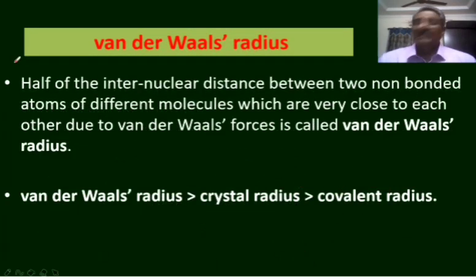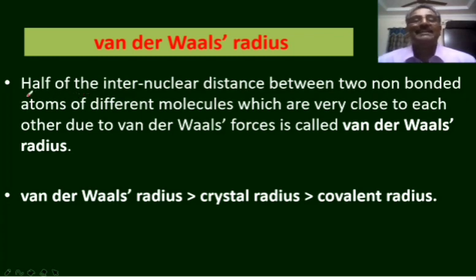Next, van der Waals radius. Half of the internuclear distance between two non-bonded atoms of different molecules which are very close to each other due to van der Waals forces is called the van der Waals radius. What is van der Waals radius? This is also half of the internuclear distance. Crystal radius is half of the internuclear distance. The covalent radius is also half of the internuclear distance. The van der Waals radius is also half of the internuclear distance.